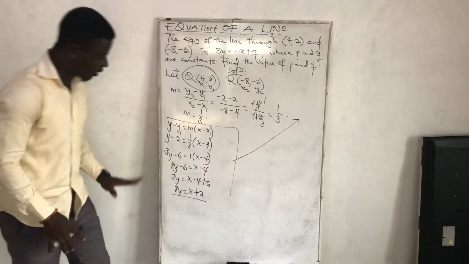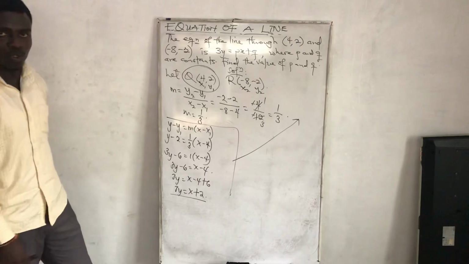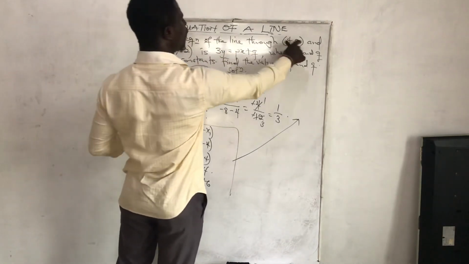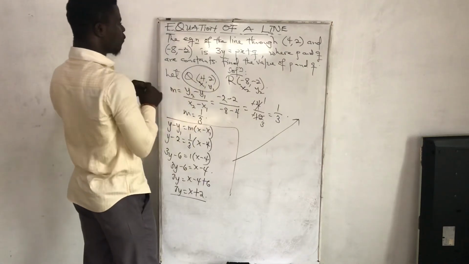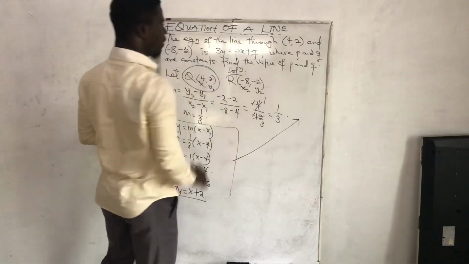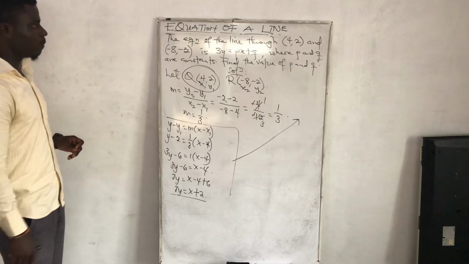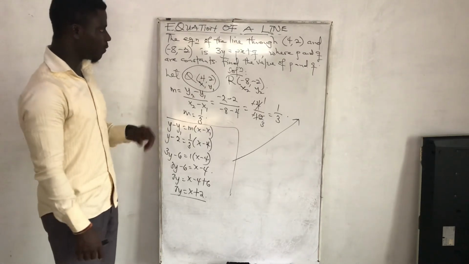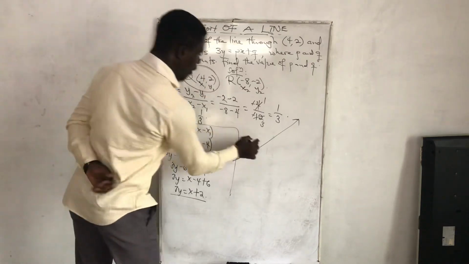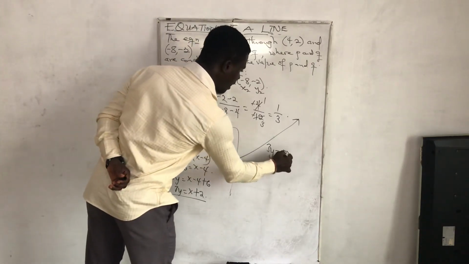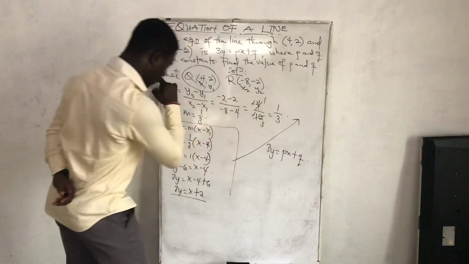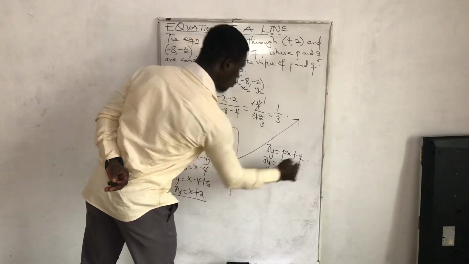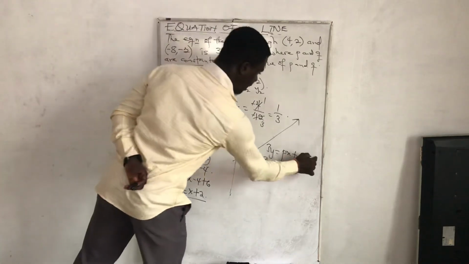Now we are done. This is the equation of the line. The question says the equation of the line through (4, 2) and (-8, -2) is 3y equals px plus q, where p and q are constants. Find the value of p and q. So now we have to compare 3y equals px plus q with 3y equals x plus 2. We can compare because they are the same.